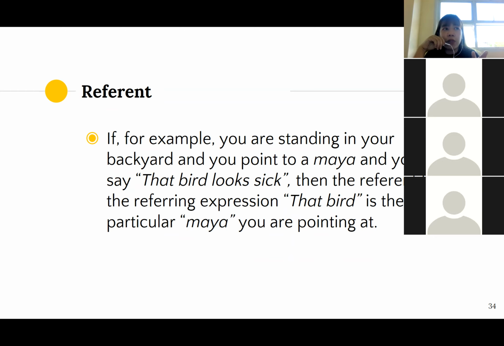For example, a maya, a parrot, and a turkey are perched there, and then you point to the maya. "That bird looks sick." Out of the three birds, you point to the maya, so that bird could refer only to the particular bird you are pointing at. So that is the referent, that bird. Which of the three birds are you pointing at? If it's the maya, then that bird looks sick refers to it. So it's very easy for referent.